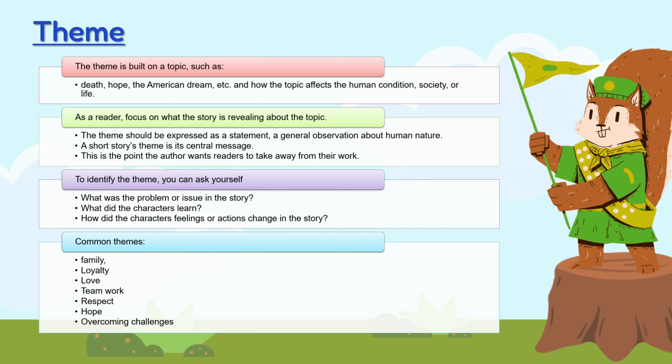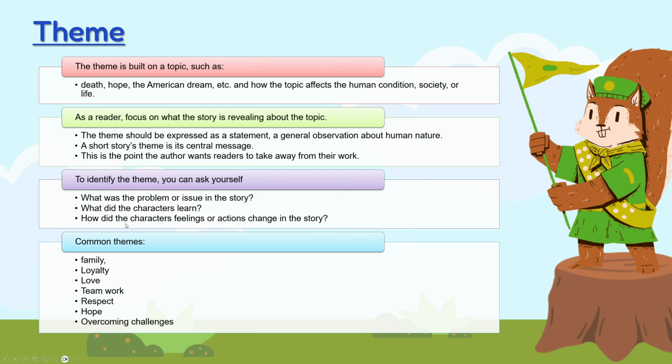To identify the theme, how do you identify the theme? You can ask yourself, what is the problem or issue in the story? Because the issue usually tells about the theme as well. What did the characters learn? Maybe they try to self-sacrifice, or maybe they learn about family. They learn about friends. Those are the themes. Friendship.